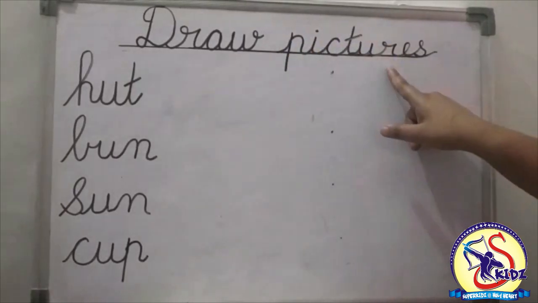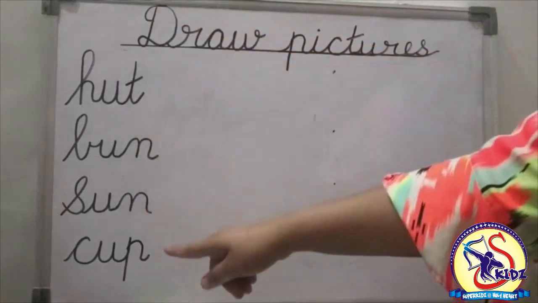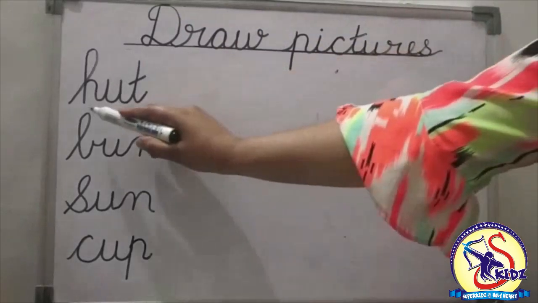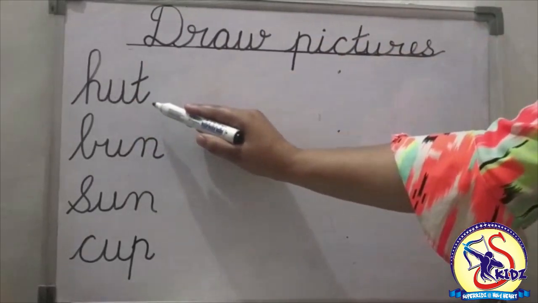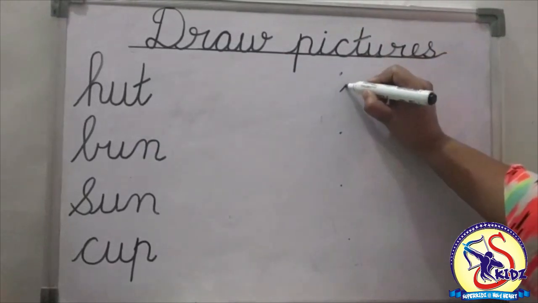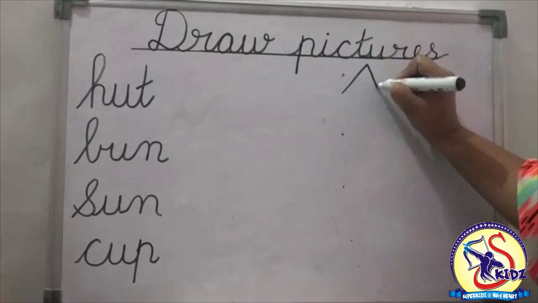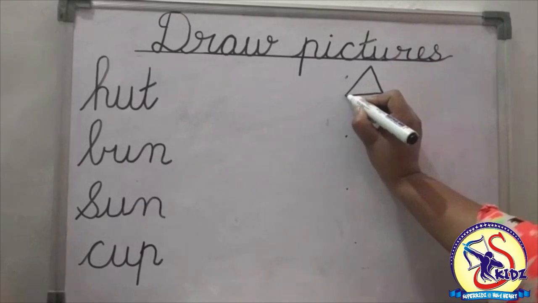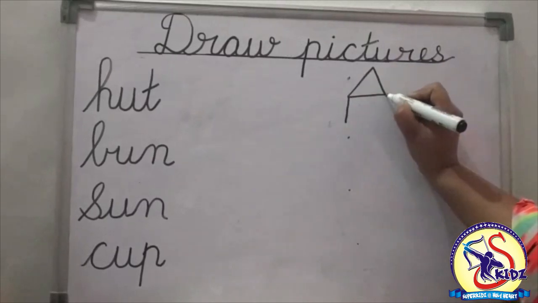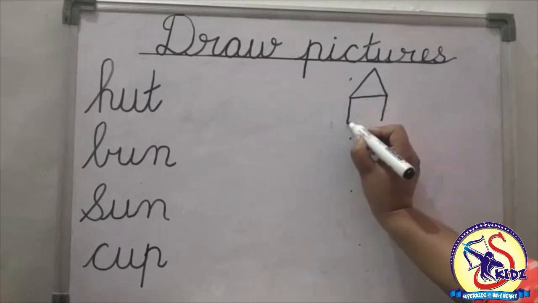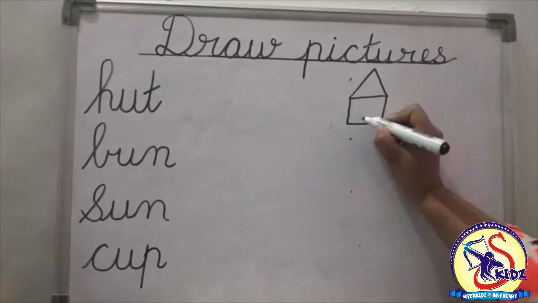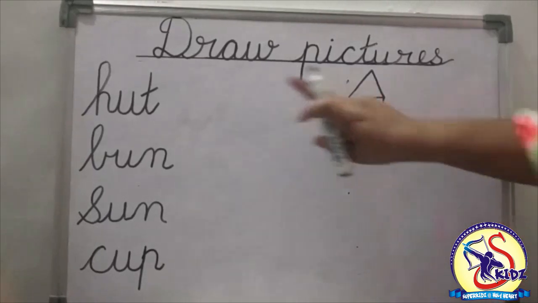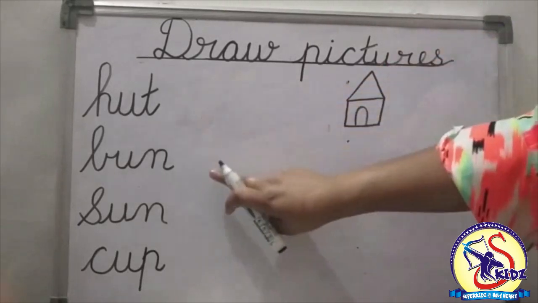Now kids, we will do our next exercise. Draw pictures. Now here are some words given and we have to draw the pictures. Now see the first word, H-U-T, hut. Now, we will make a slanting line, again slanting line, and we will join it. Now, we will make standing line, again standing line, and we will join it. Now, we will make a curve. This is hut, H-U-T, hut.